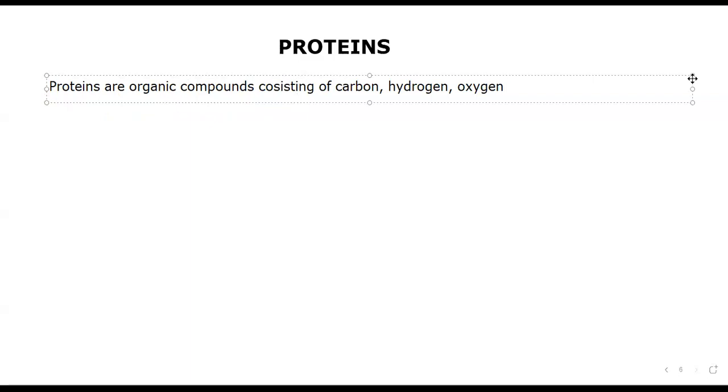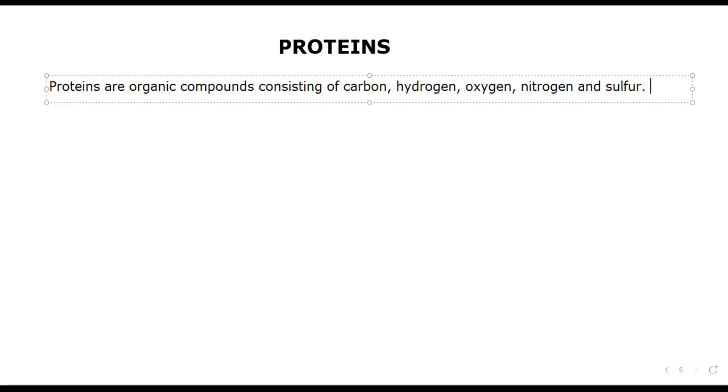Now, in proteins, we have other elements other than these three. That's one difference that you will see between proteins and carbohydrates and fats. Carbohydrates and fats generally have carbon, hydrogen, and oxygen, mostly that's it. Proteins, on the other hand, can have nitrogen, and they can have sulfur as well. So your proteins are organic compounds that consist of all of these elements.